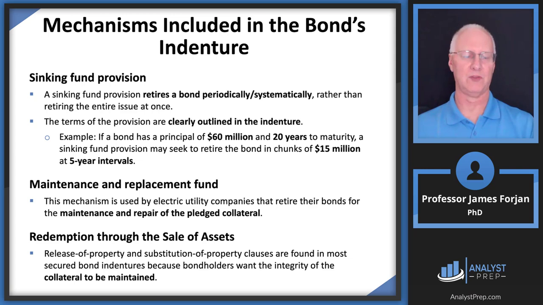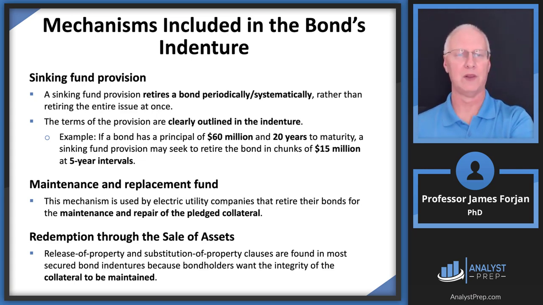So what happens is that the sinking fund provision, in its simplest case, requires an annuity paid into a sinking fund, a trust fund that's being managed by a financial institution. And so the corporation saves regularly so that there's enough money in there to repay the bond. Sometimes there's lots of money going into that sinking fund. Sometimes there's $0 going into that sinking fund. But look at the second block point. The terms of the provision are clearly outlined in the indenture.